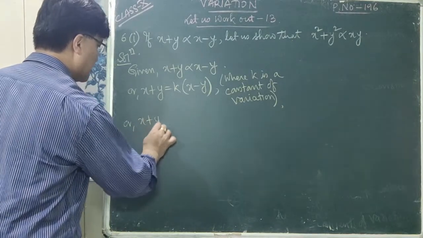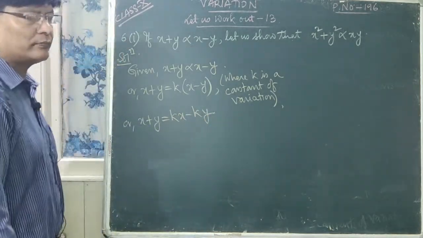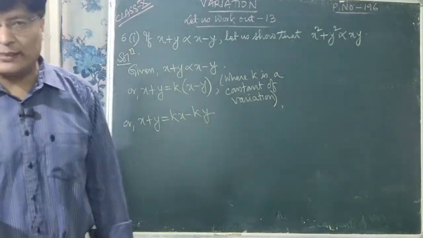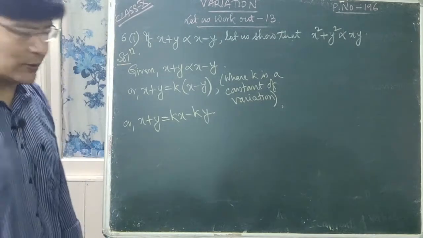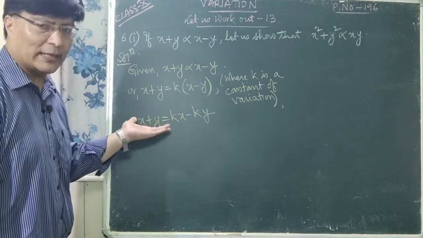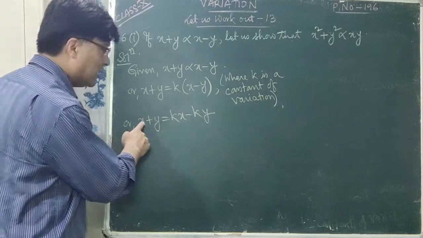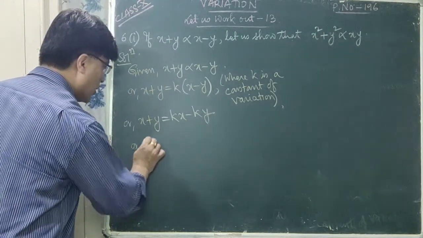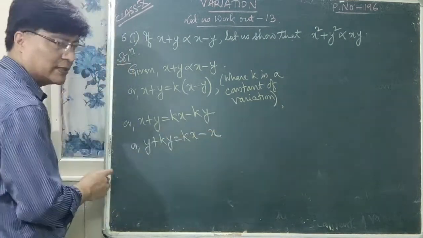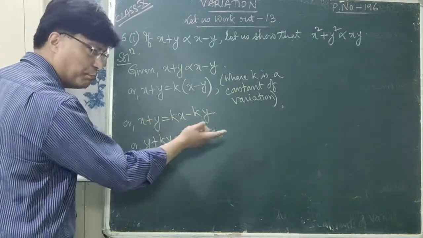Or x plus y is equal to kx minus ky. From here you can get either value. Either you can get the value of x in terms of y or y in terms of x. Okay? So let us get the value for y. Keep y on the left side and x on the right side. So y plus ky is equal to kx minus x. The minus ky moved to the left side became plus, and the x moved to the other side became minus.